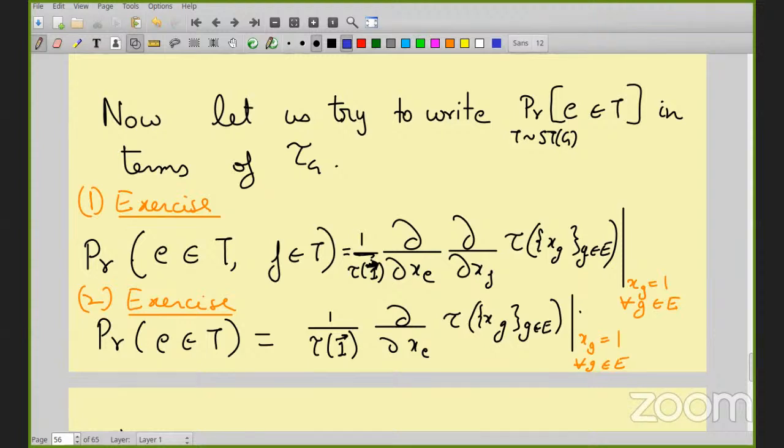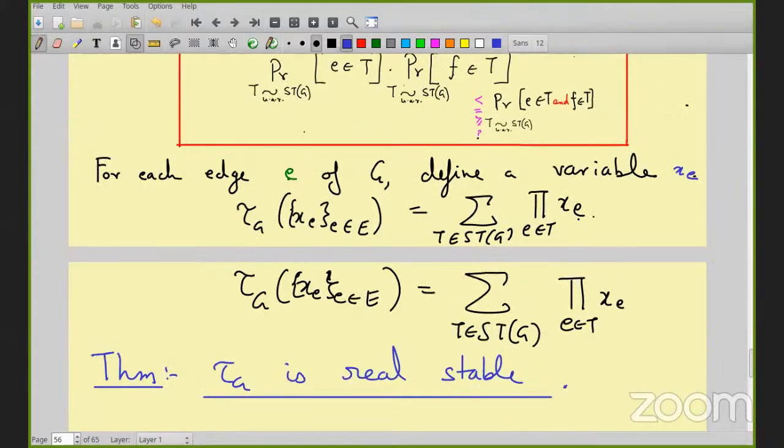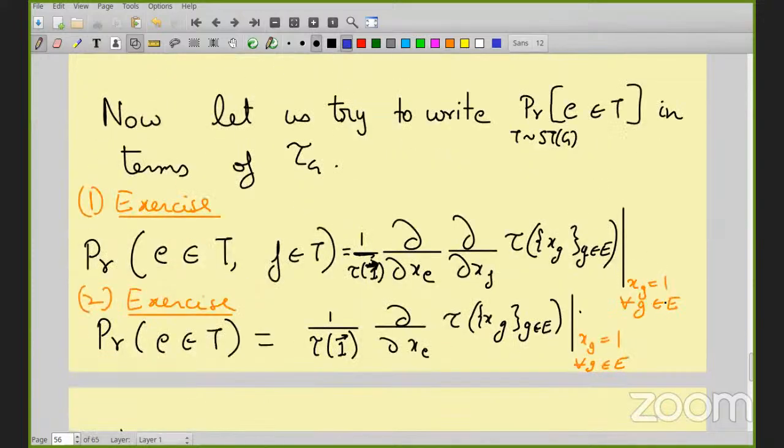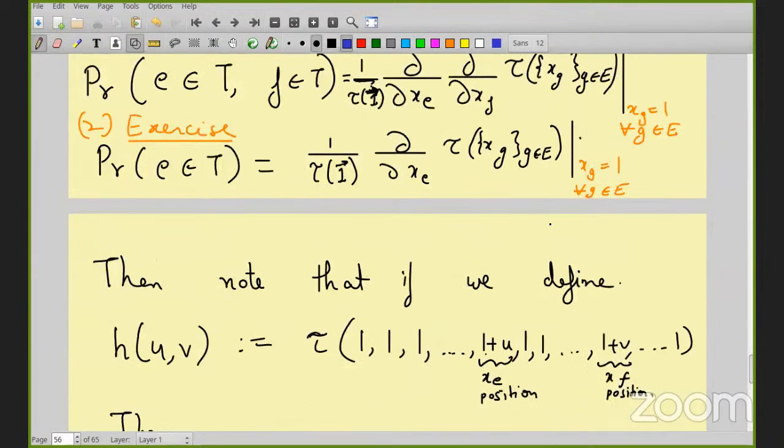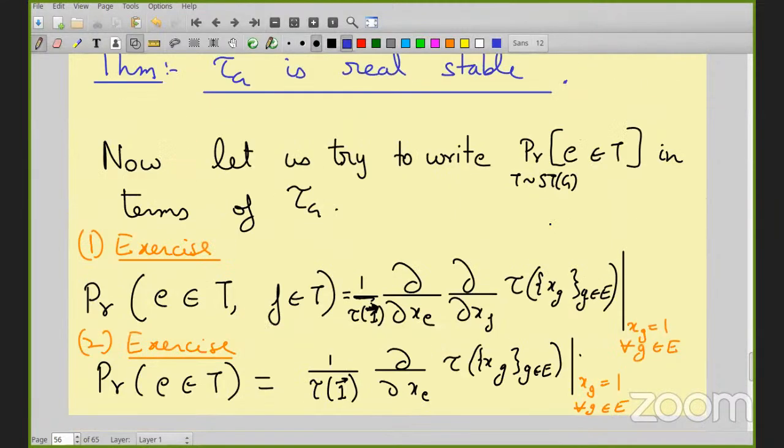Similarly, what's the probability that both E and F are in T? That is, you take this polynomial and differentiate with respect to both E and F. So now only those objects survive which have both E and F. And then again you set all the variables to 1, and then divide by tau. So these two are just okay. Is this fine?